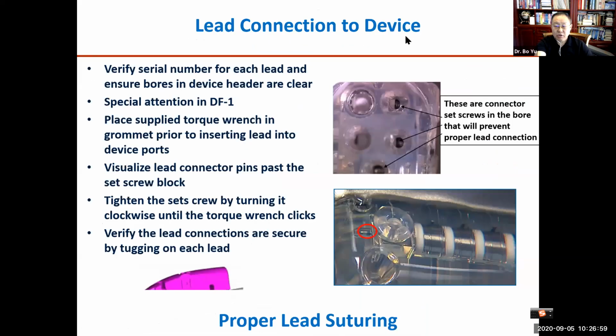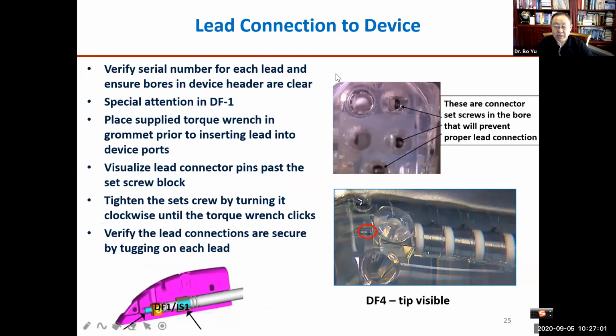For lead connection to device, this is very important because ICD leads usually for the DF1 connection, you have 3 pins. For the dual chamber or CRT-D, you have 4 to 5 holes. So make sure you put the pins in the right holes. Verify serial numbers for each lead and ensure boards in device header are clear. Special attention in DF1, because in DF4 you only have one choice.